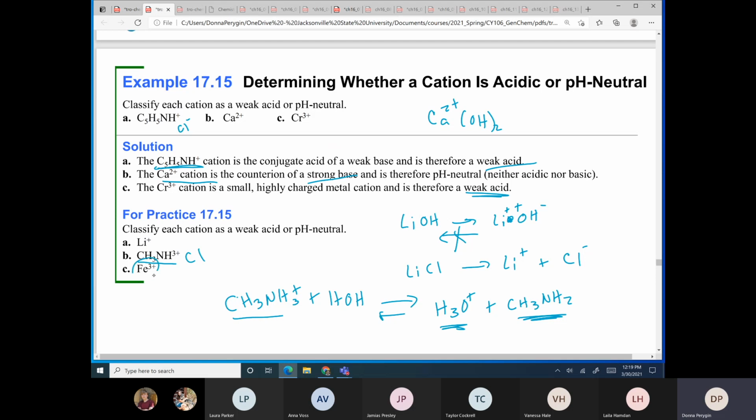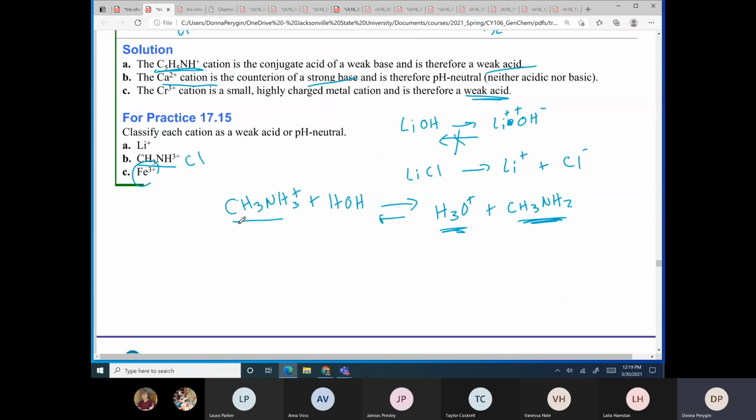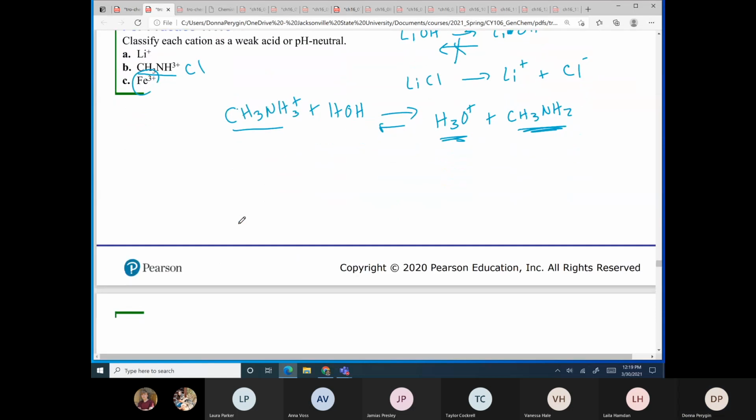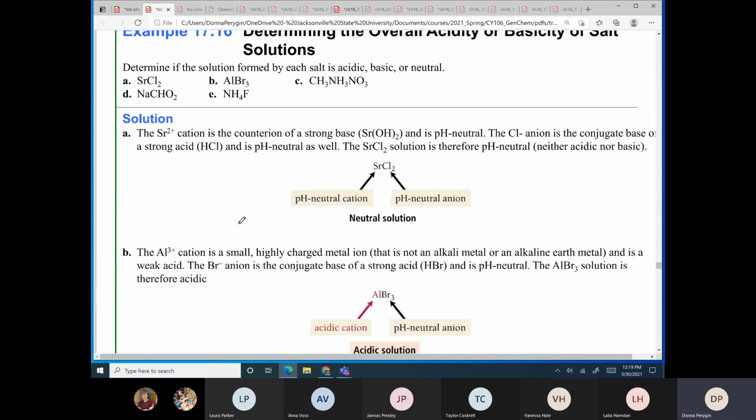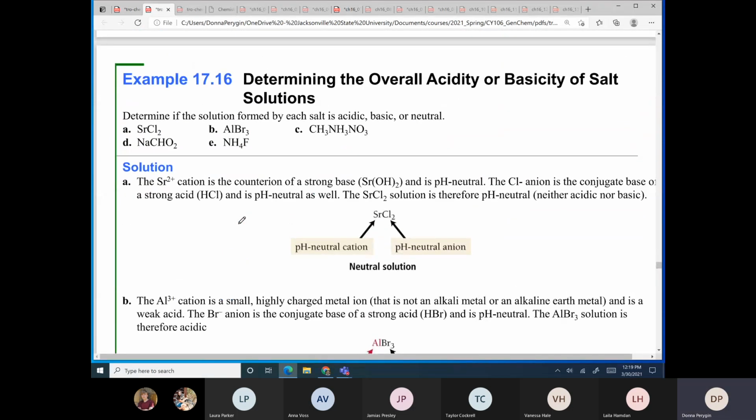So this iron, okay, is a small highly charged metal cation, and those act as weak acids. Okay. So the next problem, I think we got two more problems here. Determining the overall basicity of a salt or acidity of a salt solution. So again, this is kind of a recap for us. Strontium chloride. Strontium is the counterion of a strong base, strontium hydroxide, and is pH neutral. Okay, the chloride anion is the conjugate base of a strong acid and is pH neutral as well.